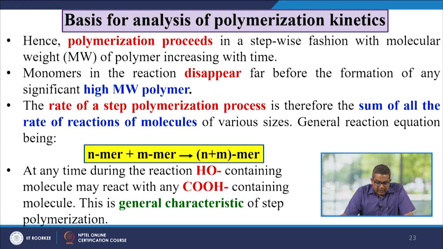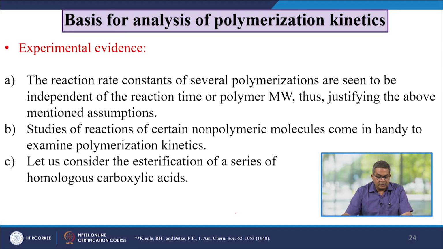So, the monomer in the reaction disappears far before the formation of any significant high molecular weight polymer. The rate of a step polymerization process is therefore usually the sum of all the reactions of molecules of various sizes. Now, the general reaction equation can be represented as n-mer plus m-mer giving (n+m)-mer. At any time during the reaction, an OH containing molecule may react with a COOH containing molecule, and this is a general characteristic of step polymerization.